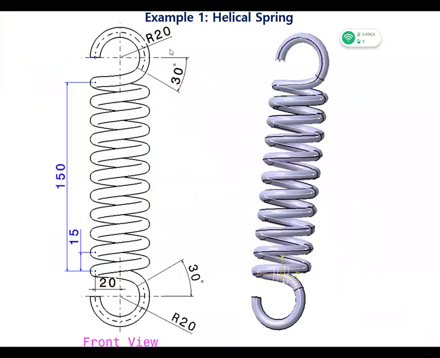For example, if you want to create a helical spring like this one, the first thing you need to do is make a helix first. Later you have to make the bottom sketch, and another one, the top sketch. To join the helix with the top sketch, we need to use the connect curve option, and to join the helix with the bottom sketch, we also need to use the connect curve option.